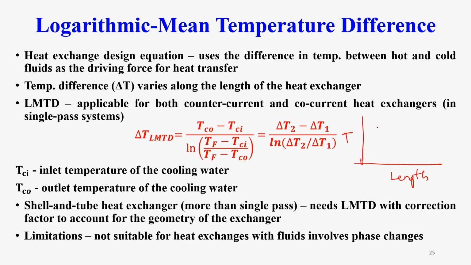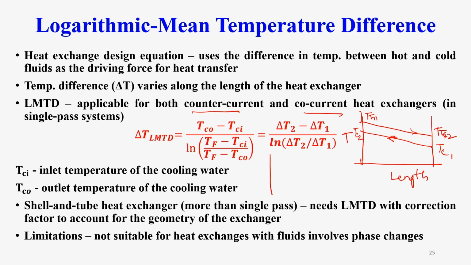Now if both the fluids are flowing in the opposite direction, for the hot fluid TH starting from here and going to the lower temperature TC, let us say TH1 to TH2. Now the cold fluid will be entering somewhere here. If it is entering here and going in this direction, this will be TC1 and TC2. So this is called counter current.